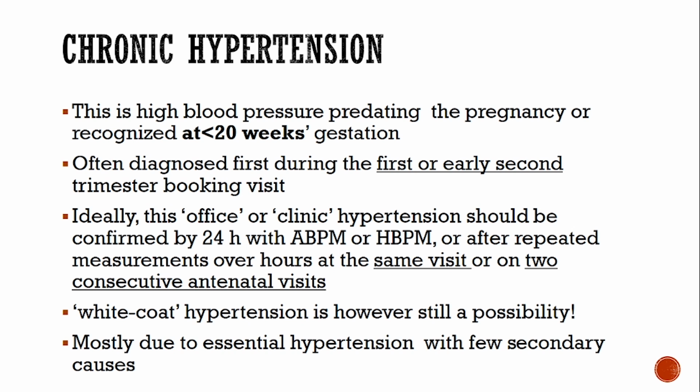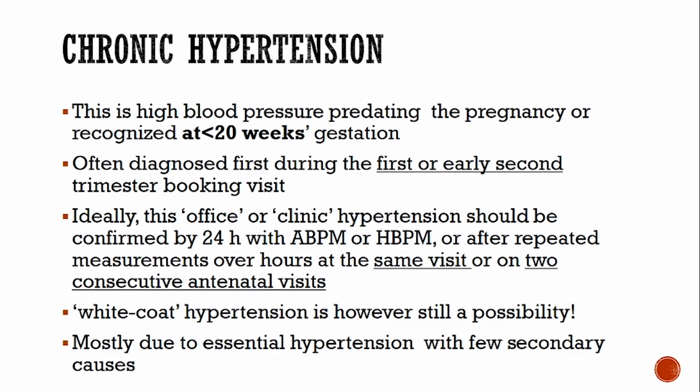That is very significant. For the chronic hypertensive, it's important to know that this is high blood pressure predating the pregnancy or recognized at less than 20 weeks gestation, often diagnosed during the first or early second trimester. Remember that the marker that differentiates the gestational from the chronic is 20 weeks. One is less than 20 weeks, one is 20 weeks and beyond.